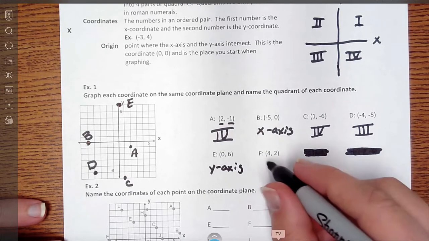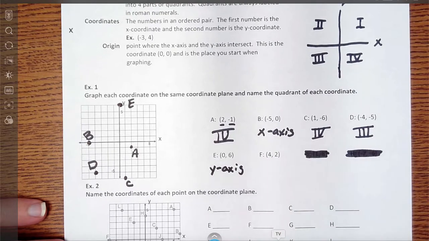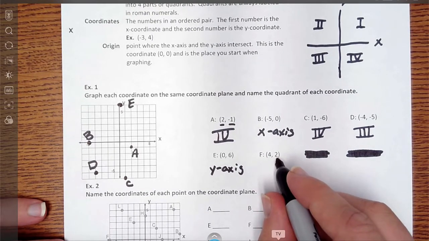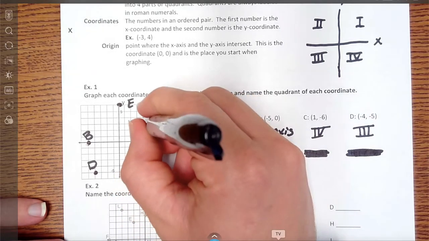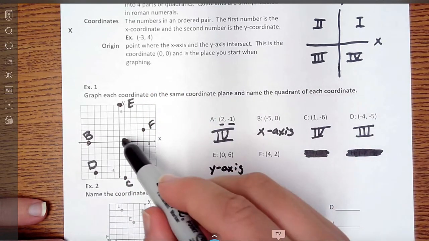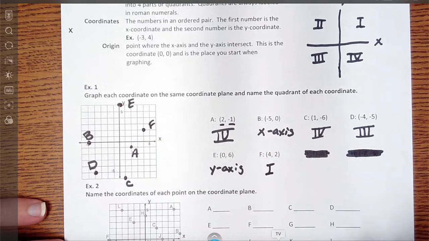Next one, (4, 2). The first number is left and right, the second number is up and down. So I go right 4, up 2 since it's positive. Right 4, up 2, F. What quadrant? It's right here, so it's in quadrant number 1.